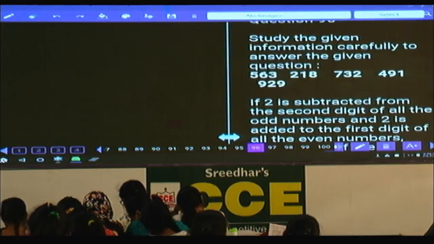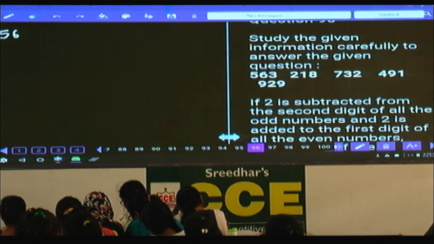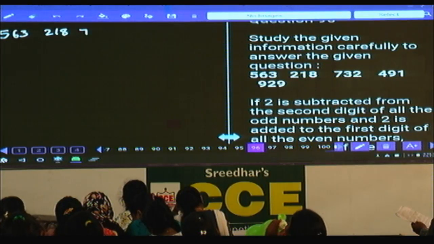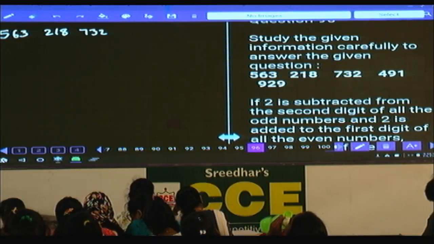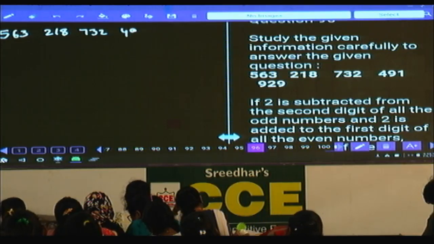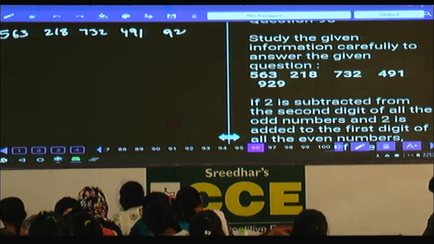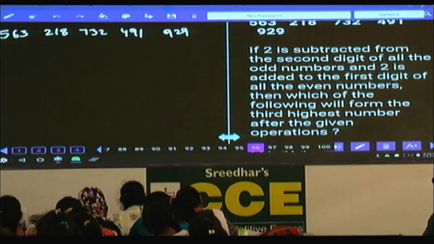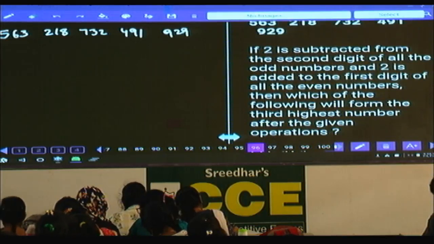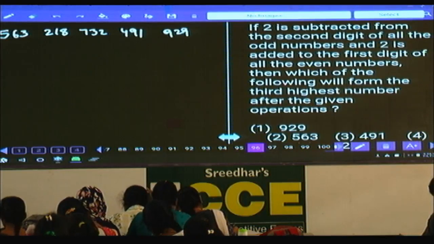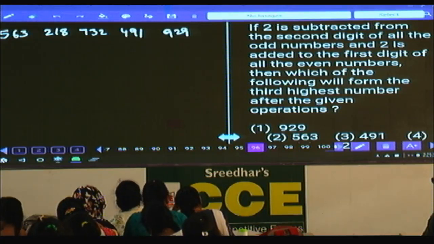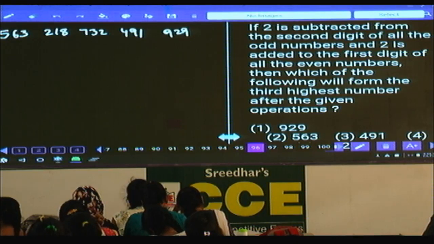96 onwards: 563 and 218, 563, 218, 732, and next one 491 and 929. These are the numbers we have. If 2 is subtracted from the second digit of all the odd numbers and 2 is added to the first digit of all the even numbers, then which of the following will form the third highest number after the given operation? Clear? Third highest number after the given operation here.